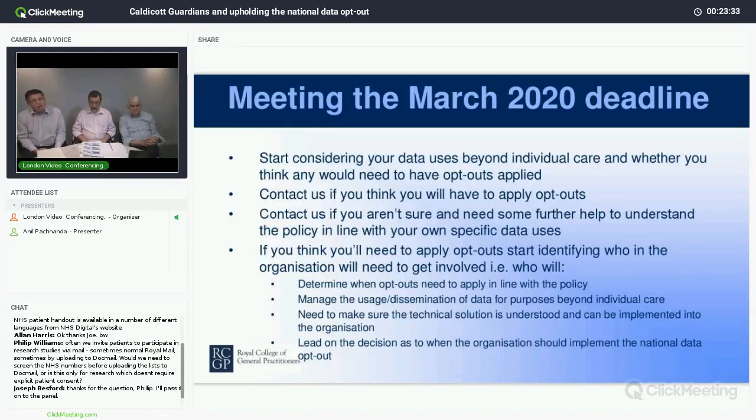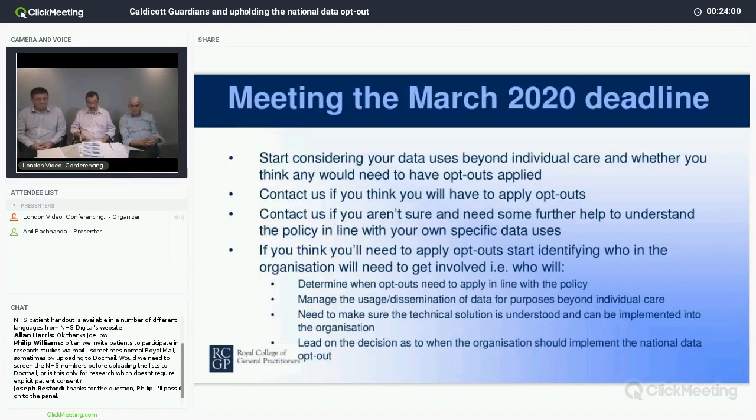I think if you get to the point where you do need to apply opt-outs, as I said earlier in the communications slide, you need to determine when they need to apply and who's responsible for managing that data use and dissemination, and making sure that they understand what the technical solution is and that they need to be thinking about implementing it within your local organisations. Okay, so that's it from me, and we'll then hand over to Geoff.